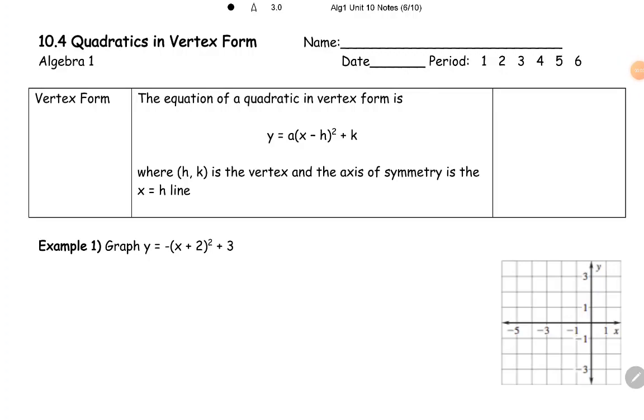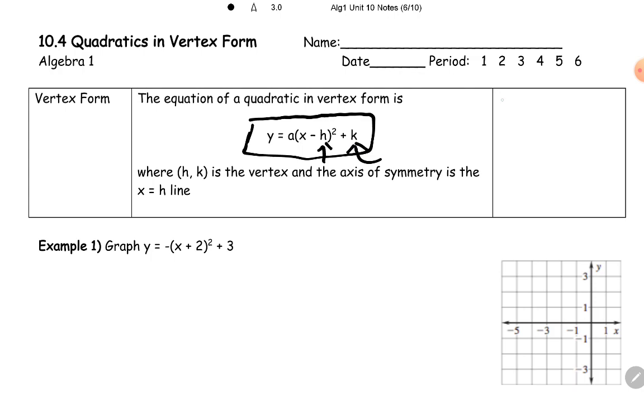In algebra, we'll be looking at quadratics in vertex form. So this is the vertex form. And it's called the vertex form because it gives you the location of the vertex in its equation. That's h, that's k, and that gives you the vertex.